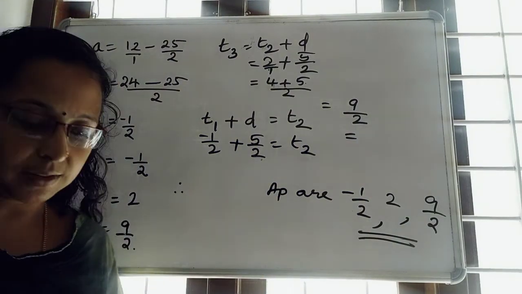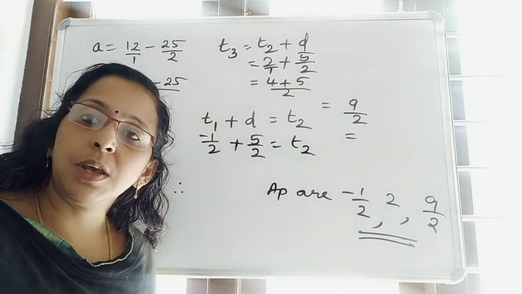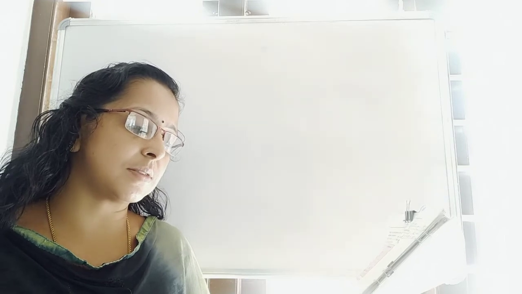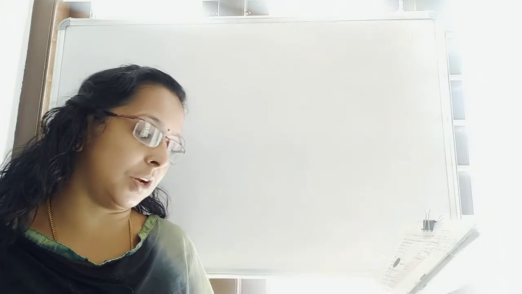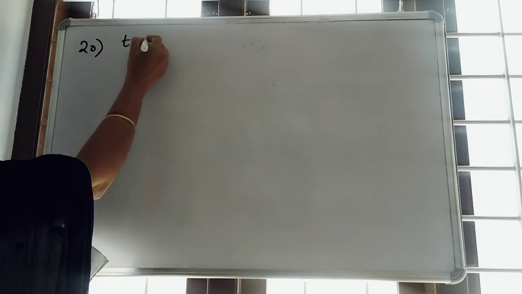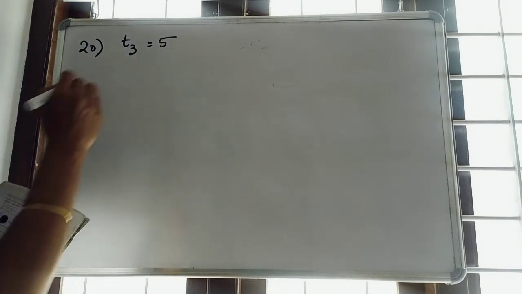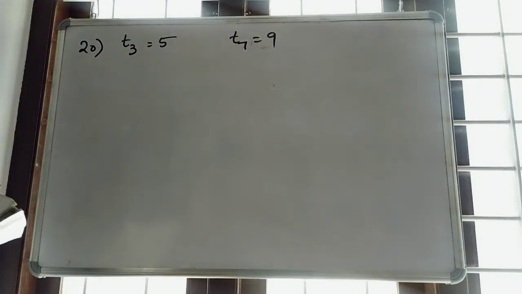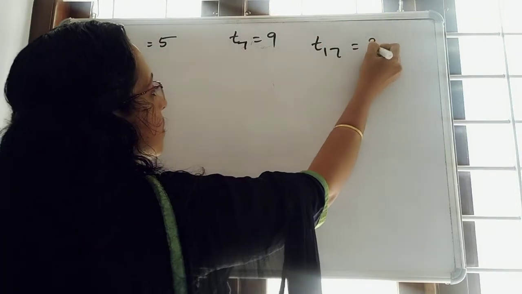Okay. The next question, last one, question number 20. If the third term of an AP is 5 and the 7th term is 9, find the 17th term. So given the third term of an AP is 5. So how can we write? Third term is 5, so T3 is equal to 5. And the 7th term is 9, so we can write T7 is equal to 9. Find the 17th term. It is easy, no? T17 is equal to question mark.